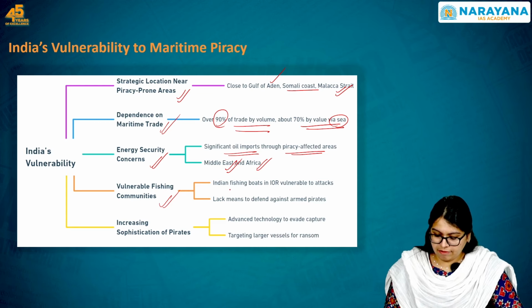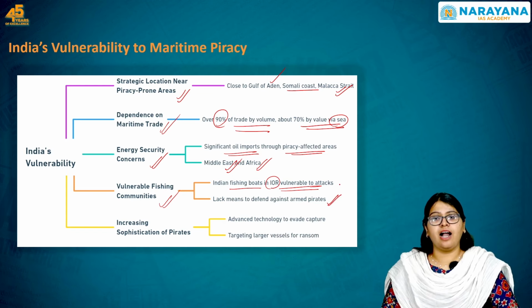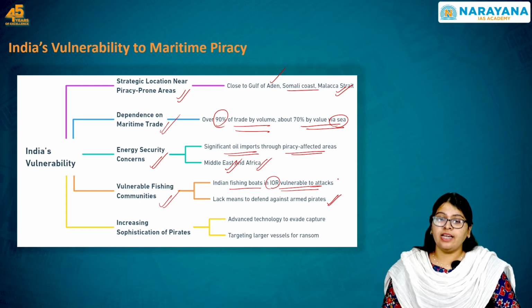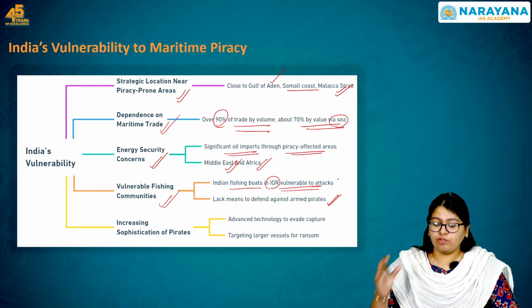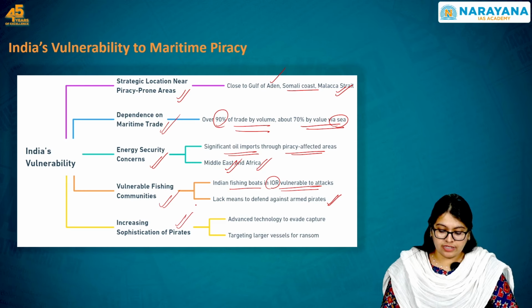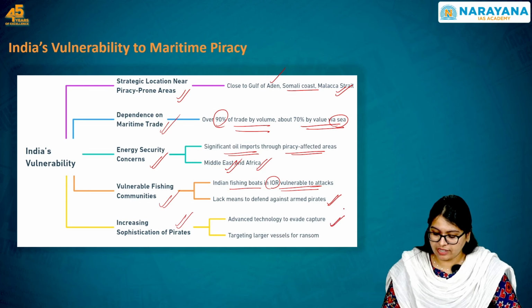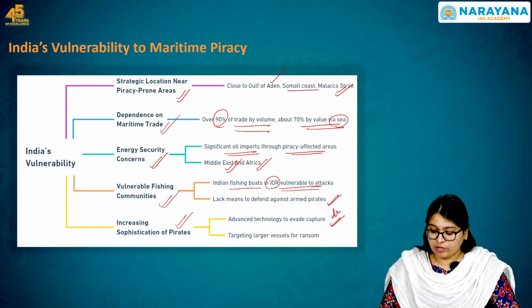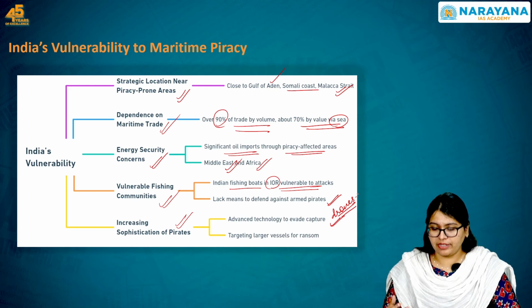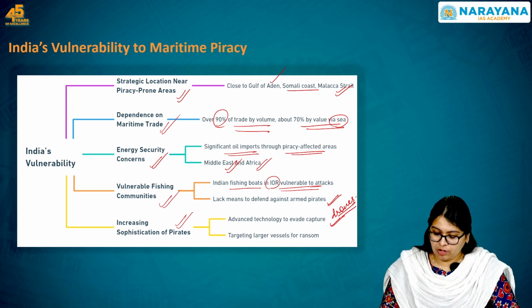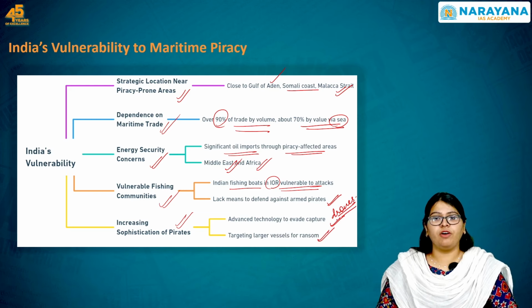That is, Indian fishing boats in the Indian Ocean region are always vulnerable to attacks, as we would have seen in the news. And also they lack means to defend against the armed pirates. Another added advantage for the pirates is the increasing sophistication, where they use advanced technology to evade and capture, because drones are actually used these days to launch any kind of pirate attack against a merchant vehicle. And also they target larger vessels for ransom.